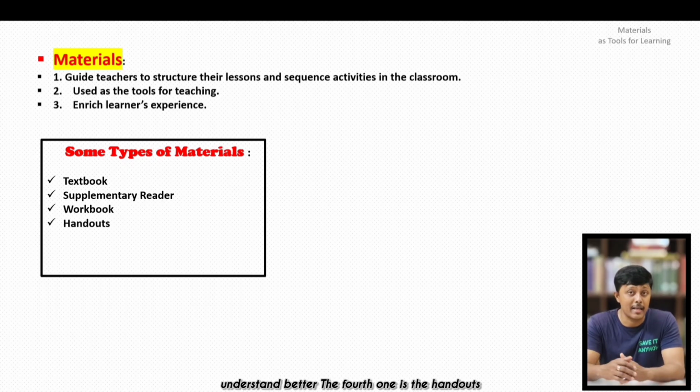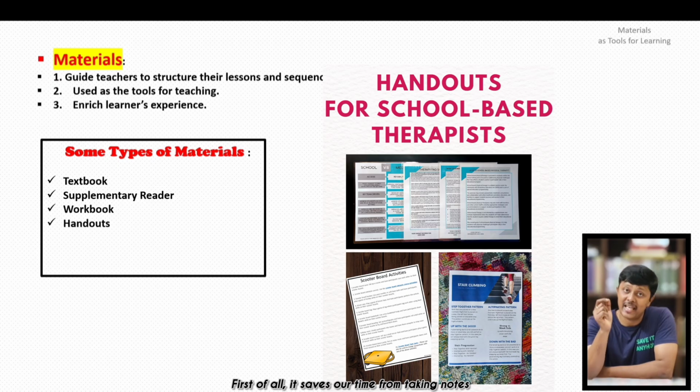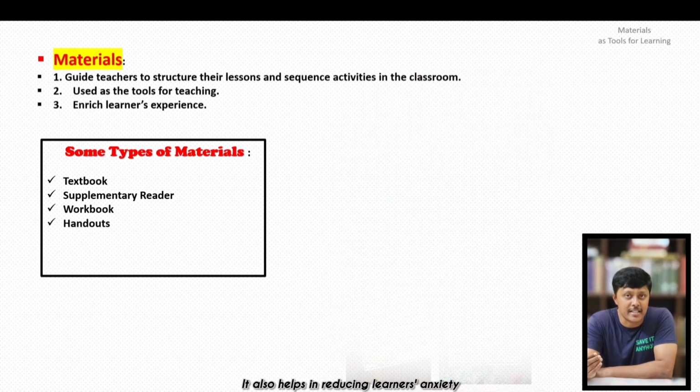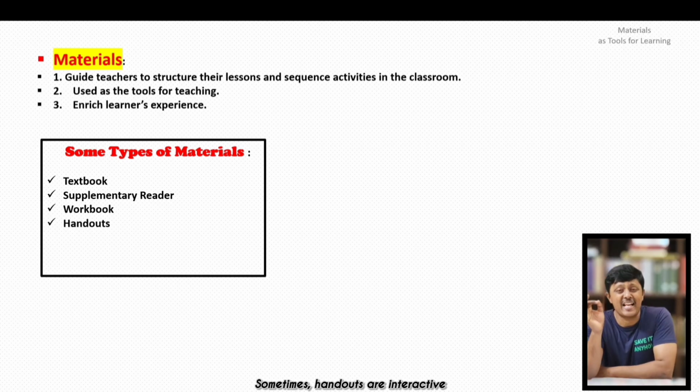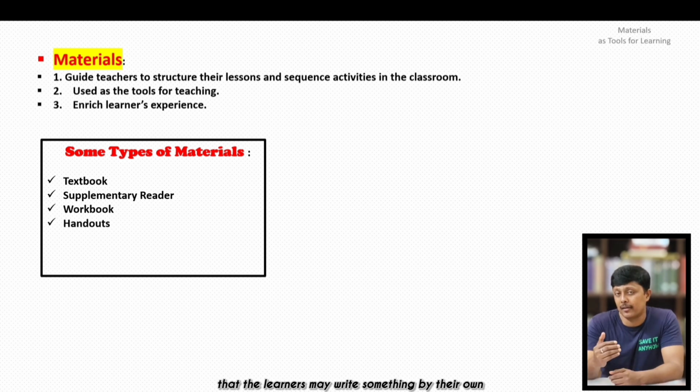The fourth one is the handouts. First of all, it saves our time from taking notes. And it also helps in reducing learners' anxiety as they're exposed to newer knowledge. Sometimes handouts are interactive. It means they contain diagrams, charts, or photos which the audio talks about. There are also reflections where the learners may write something on their own.